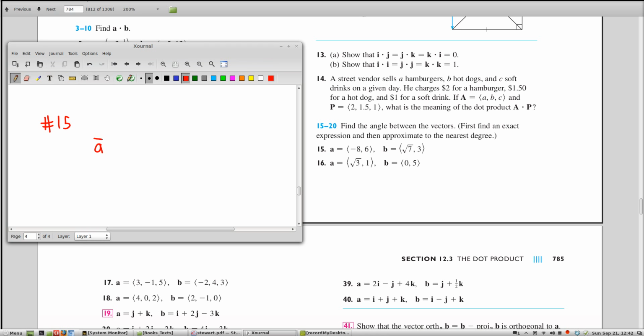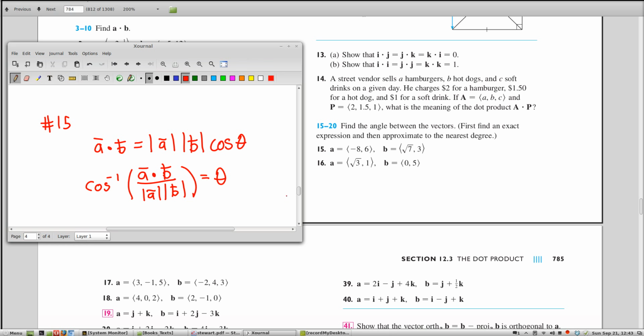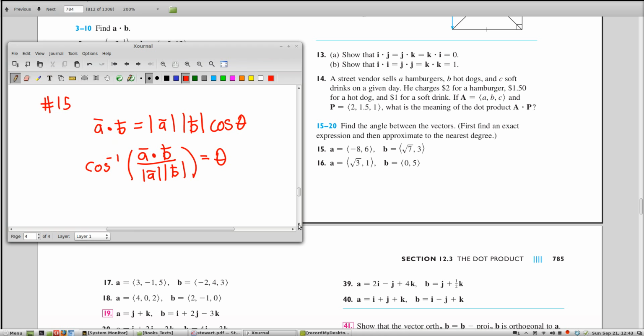You've got this formula: A dot B is equal to the magnitude of A times the magnitude of B times cosine of the angle. And you can solve for the angle here, and you get inverse cosine of A dot B, which remember is a number, divided by this number, the product of the magnitudes, is equal to theta. And that's what's going on in 15 and these other problems.